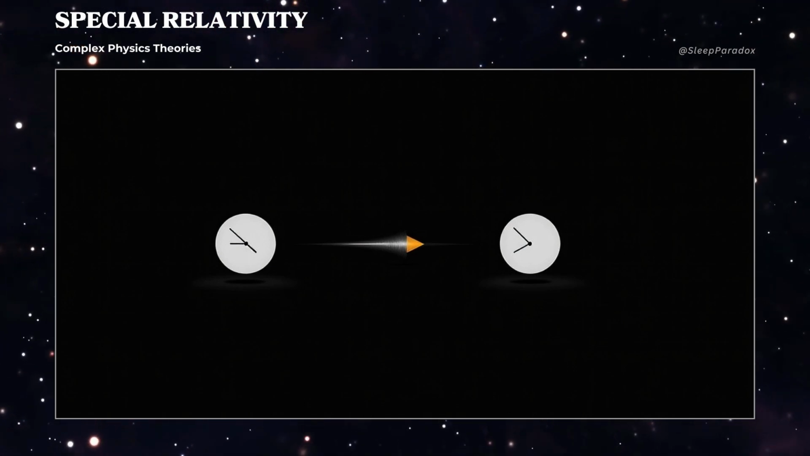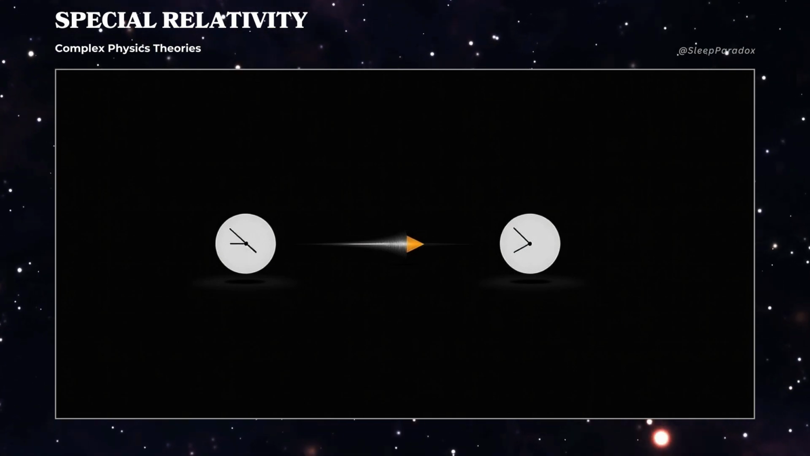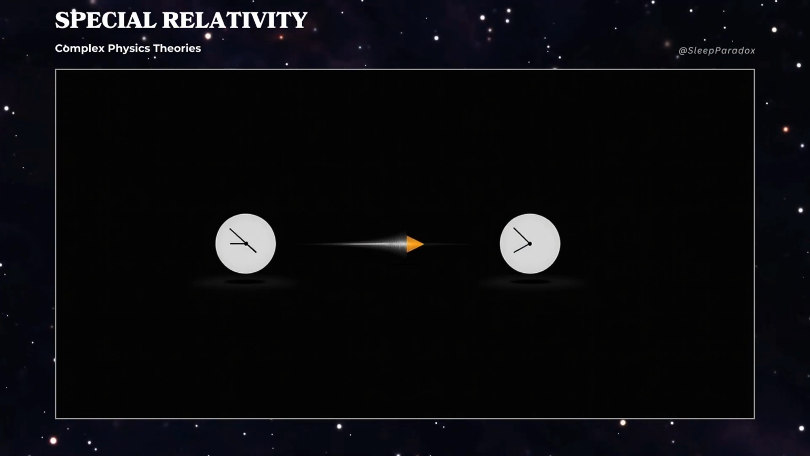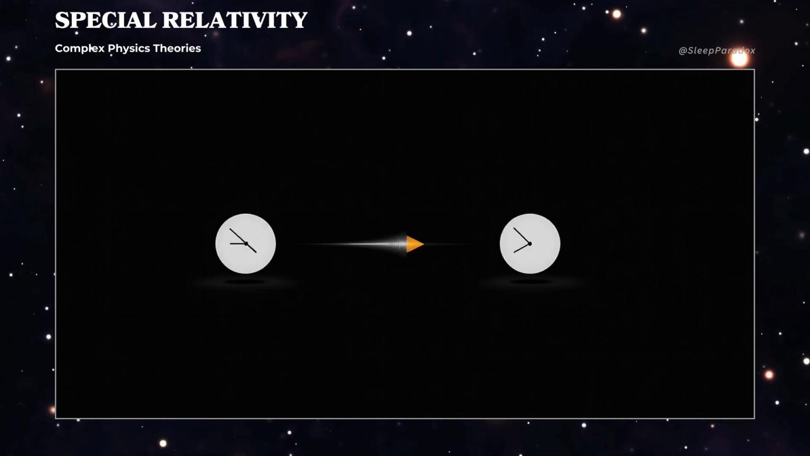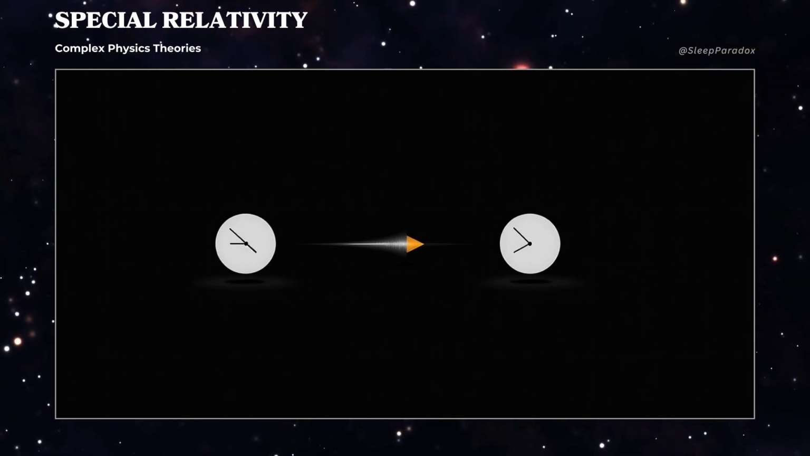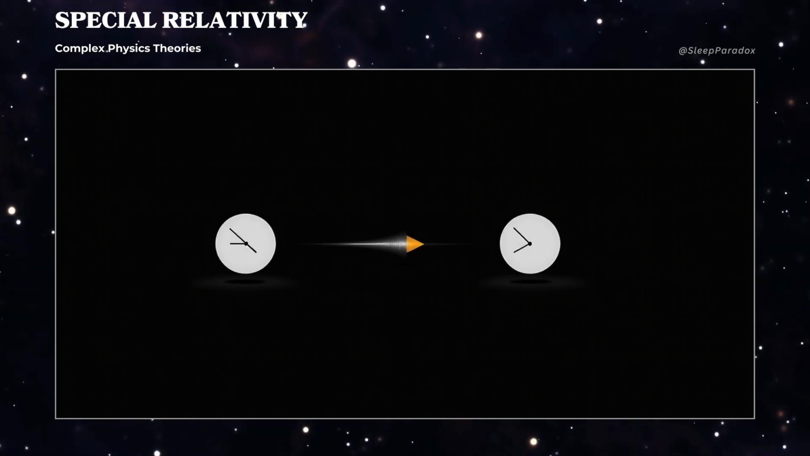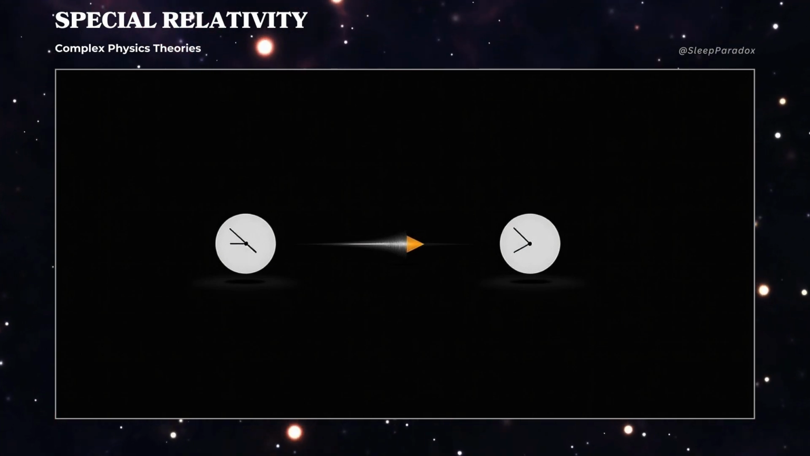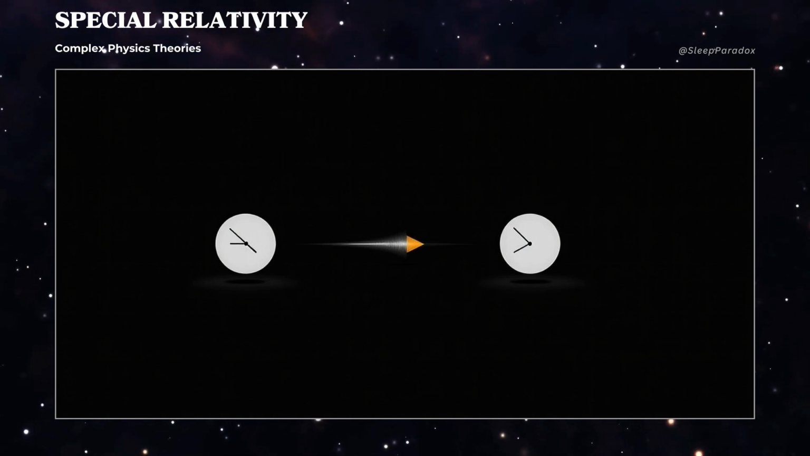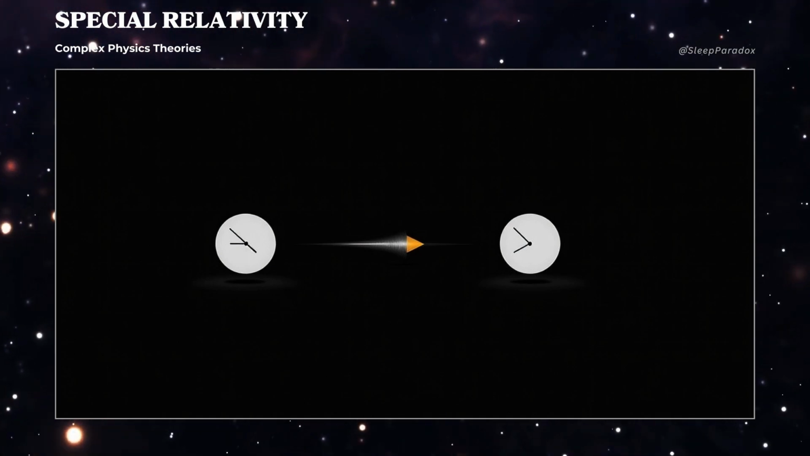Importantly, special relativity applies only to objects moving at constant speeds, in straight lines, and not accelerating. That's why it's called special. It doesn't include gravity or curved space-time. Those effects are explained by general relativity, which Einstein developed later. But even on its own, special relativity has had a huge impact on physics, technology, and our understanding of reality.